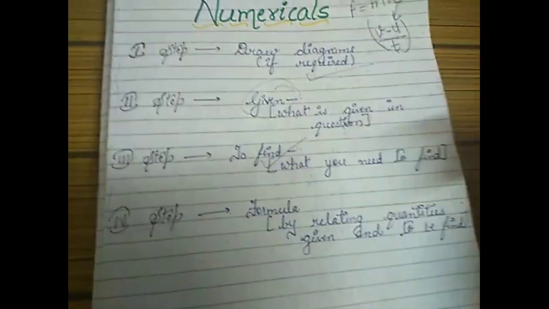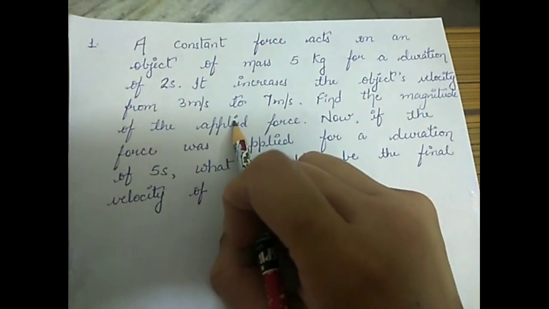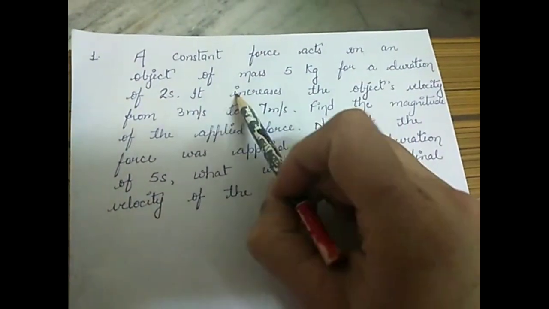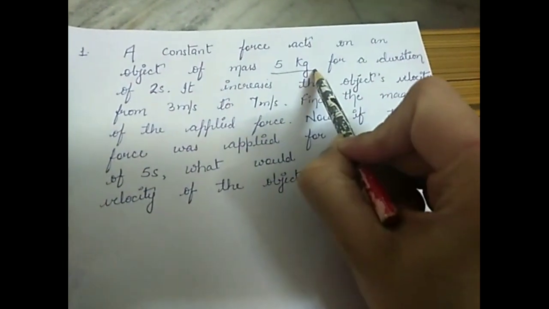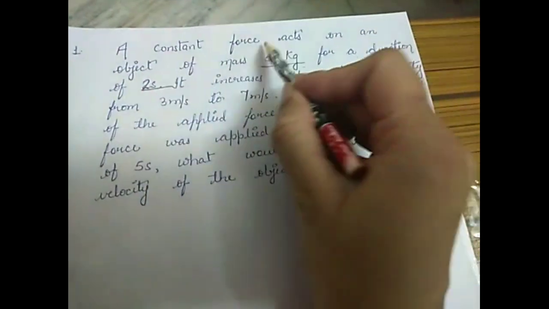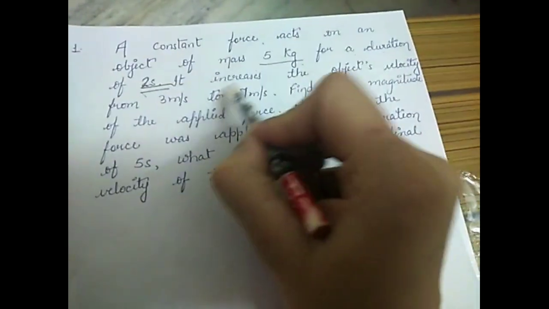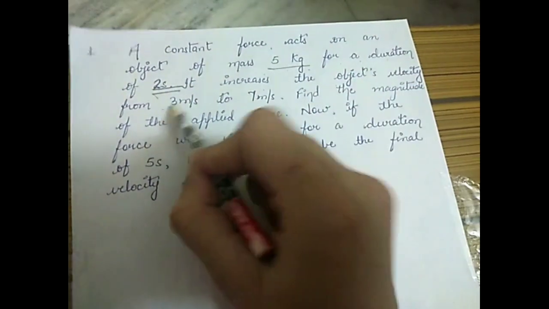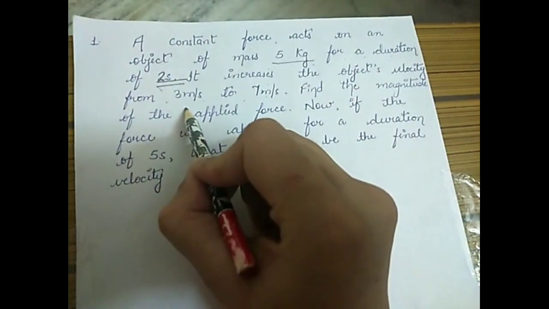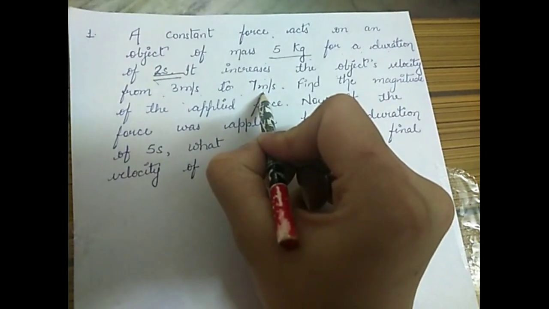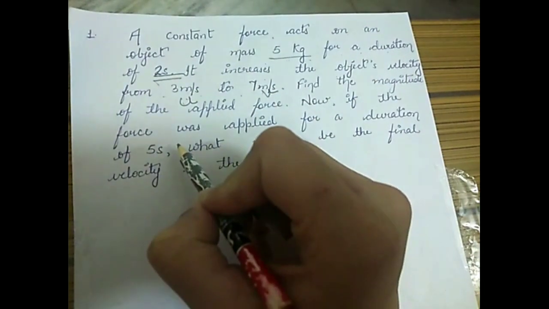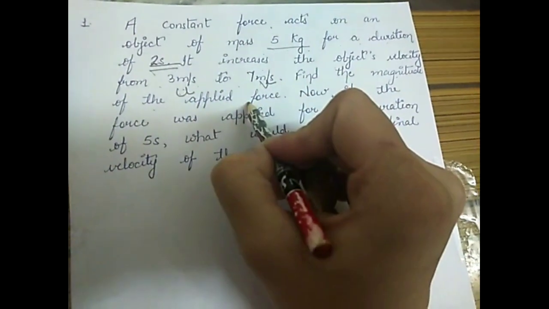Numerical number 1. Our first question is, a constant force acts on an object of mass 5 kg, for a duration of 2 seconds. That means time is 2 seconds. The force acted for 2 seconds. It increases the object's velocity from 3 meters per second to 7 meters per second. That means 3 is its initial velocity and 7 is its final velocity. Find the magnitude of the applied force.